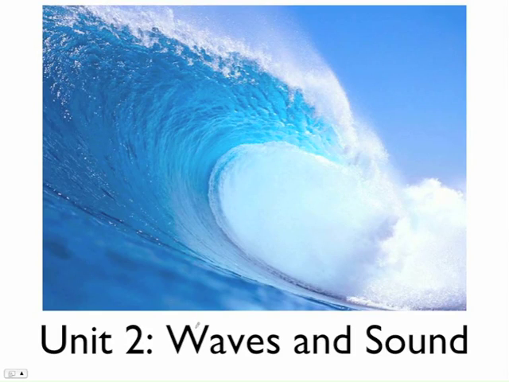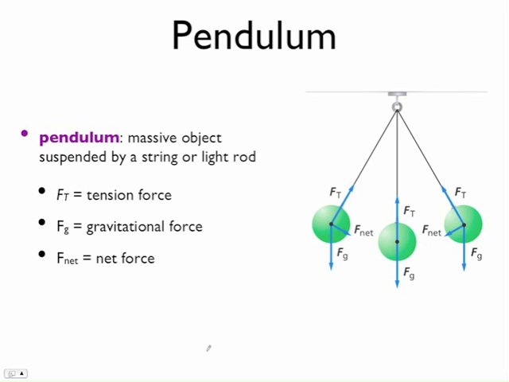This is the first video for Unit 2, Waves and Sound. The first thing we're going to talk about is pendulums and simple harmonic motion. A pendulum is a massive object suspended by a string or a light rod.